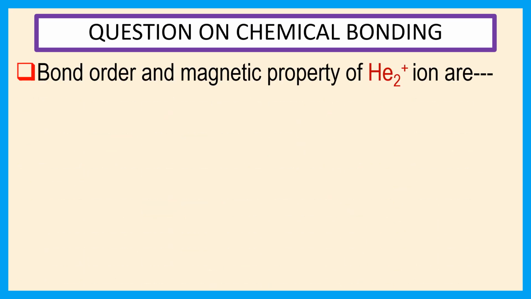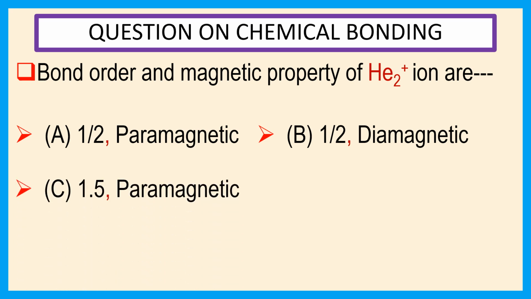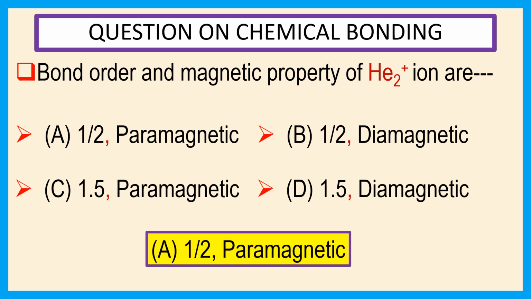Question on chemical bonding. Bond order and magnetic property of He2 plus ion are: Choices are A, 1/2, paramagnetic; B, 1/2, diamagnetic; C, 1.5, paramagnetic; D, 1.5, diamagnetic. Answer is A, 1/2, paramagnetic. Explanation we will see in the next slide.